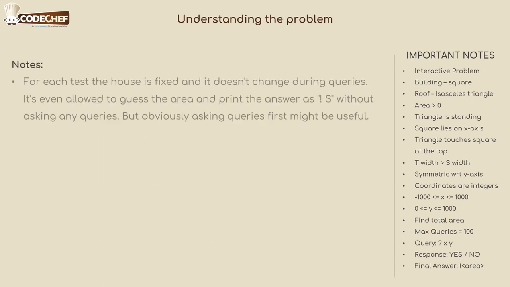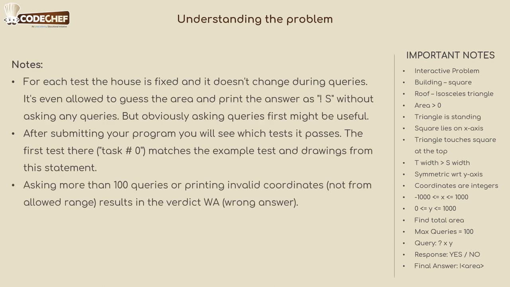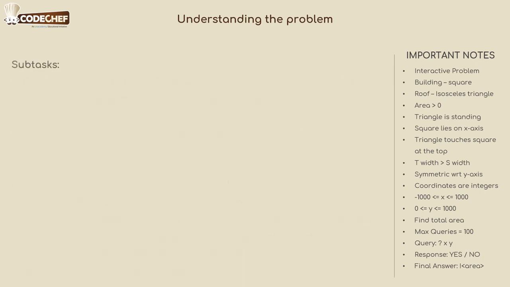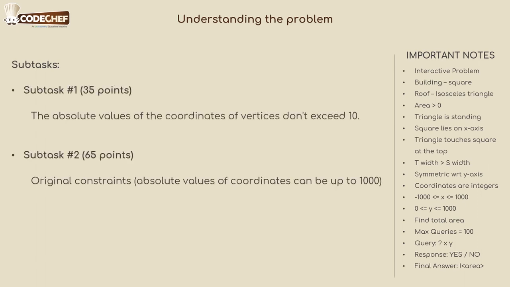Also they have given some notes. These are the subtasks given to us. For subtask 1, the absolute values of the coordinates of vertices don't exceed 10. And for subtask number 2, the constraints are original. That is, the absolute values of coordinates can be up to 1000.